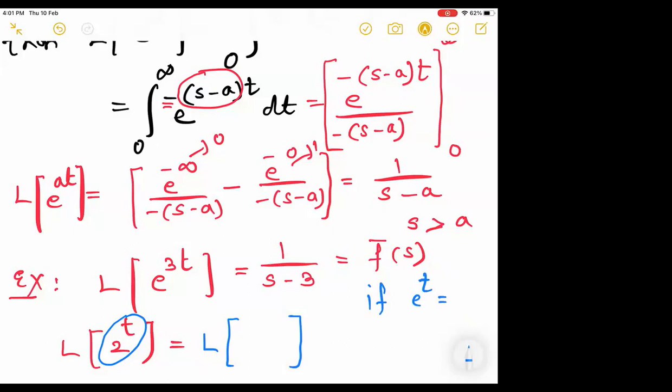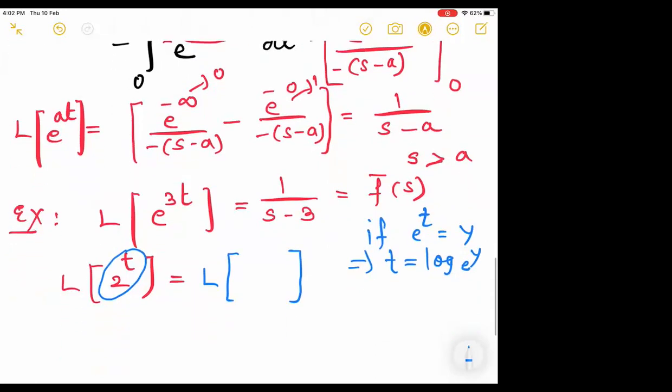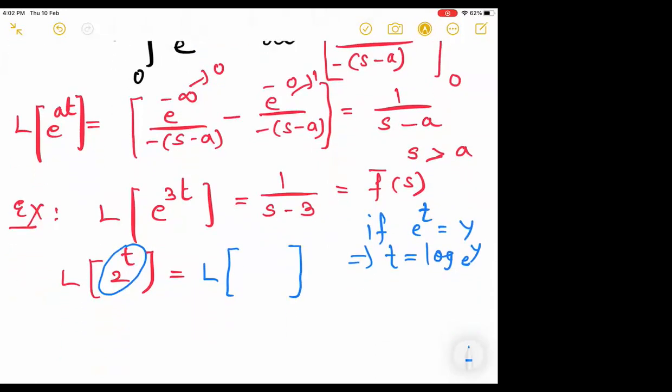That's perfect. See, if e raised to t is equal to something y, then the answer for t is calculated by log y to the base e. I hope you already know this. Everyone knows what logarithm means. So log of y to the base e is equal to t. So here also, if I put 2 raised to t equal to this expression, it can be replaced by t log 2.